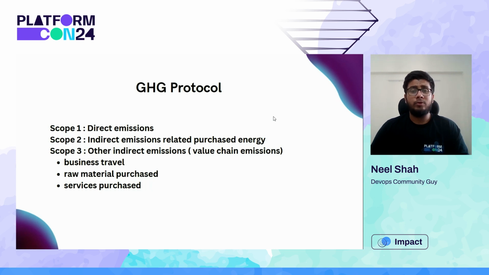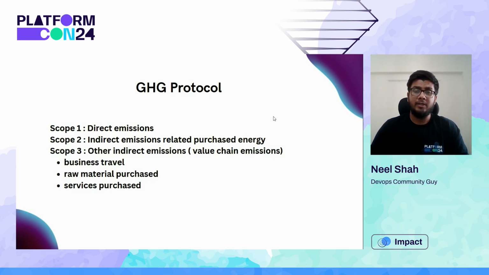Eventually, for most of the products, there is an ISO standard available for each and every product. Similarly, there is the GHG protocol, the Greenhouse Gas Protocol. So here come the different scopes in which carbon emission is categorized. The first is direct emission. When we burn coal directly, the amount of carbon emission from that is considered direct emission.